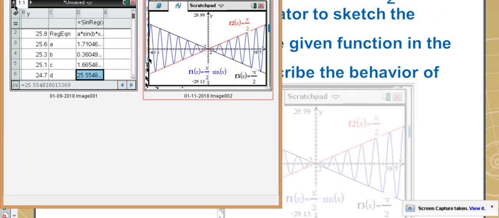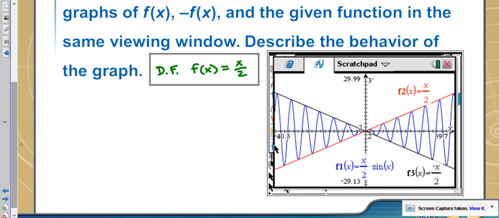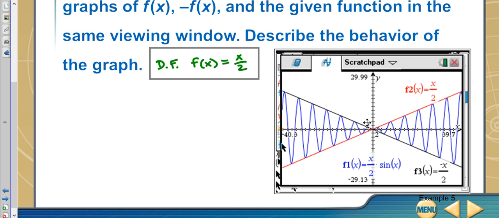So if we were going to describe the behavior of the graph, you can't describe the end behavior because it's going up and it's going down. But what you can do is see that as you go out, it's going back and forth, and it's diverging, if you will. It's getting bigger and bigger. And as you get towards the center, it was converging at the origin 0.